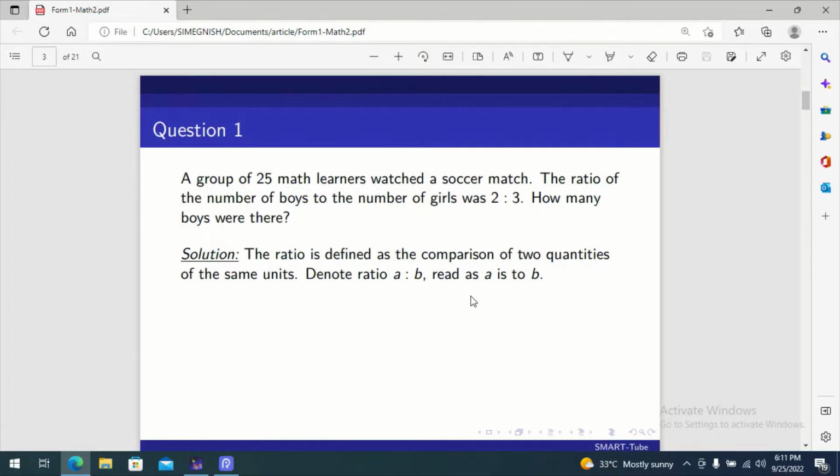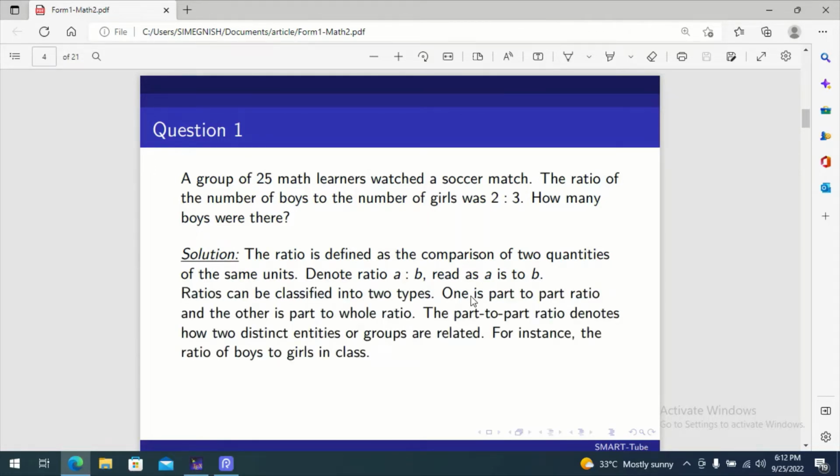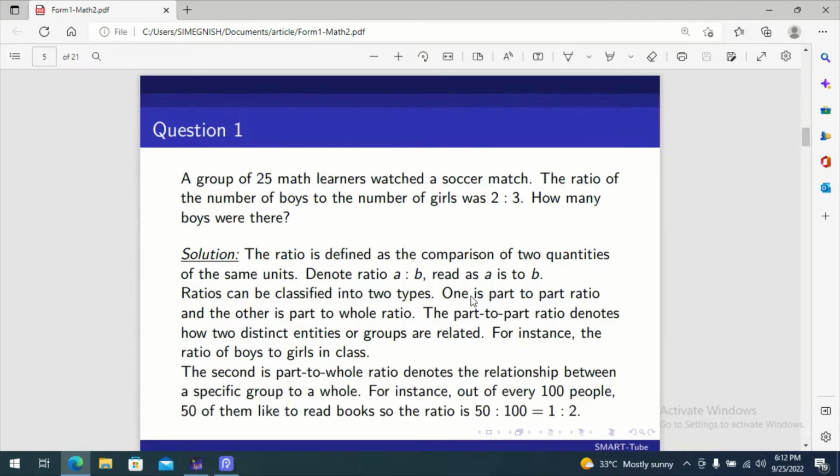There are two types of ratio. The first one is part to part and the second is part to whole. The part-to-part ratio denotes how two distinct entities or groups are related. For instance, if you are asked to find the ratio of boys to girls in the class. The second one is the part-to-whole ratio, which denotes the relationship between a specific group and a whole.